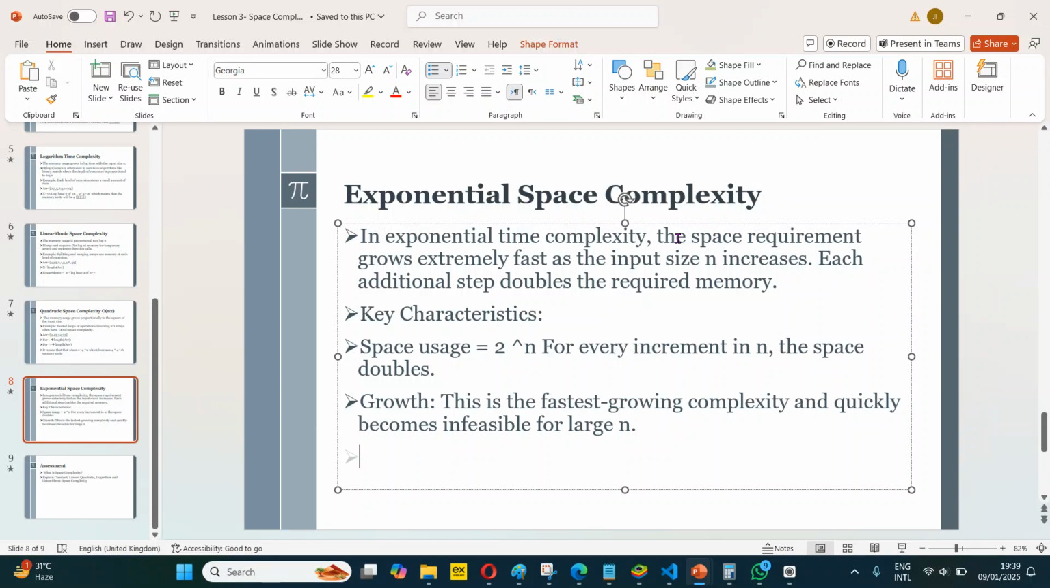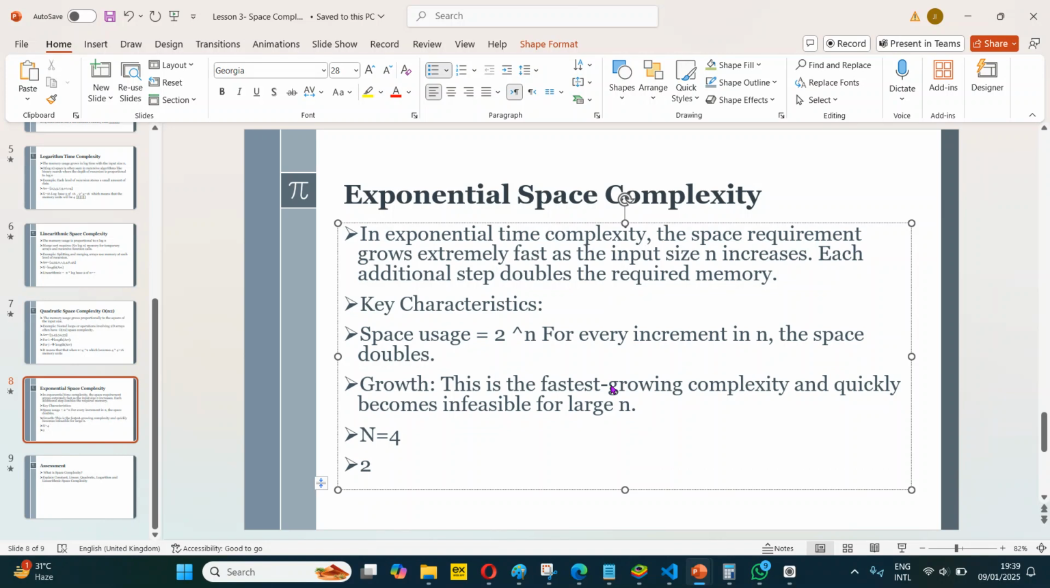An example is the Tower of Hanoi that we used in the previous lecture to show exponential time complexity. Here, let's assume n is equal to 4. Then 2 raised to the power 4 is 2 times 2 times 2 times 2. 2 times 2 is 4, 4 times 2 is 8, 8 times 2 is 16, which means it consumes 16 memory units.